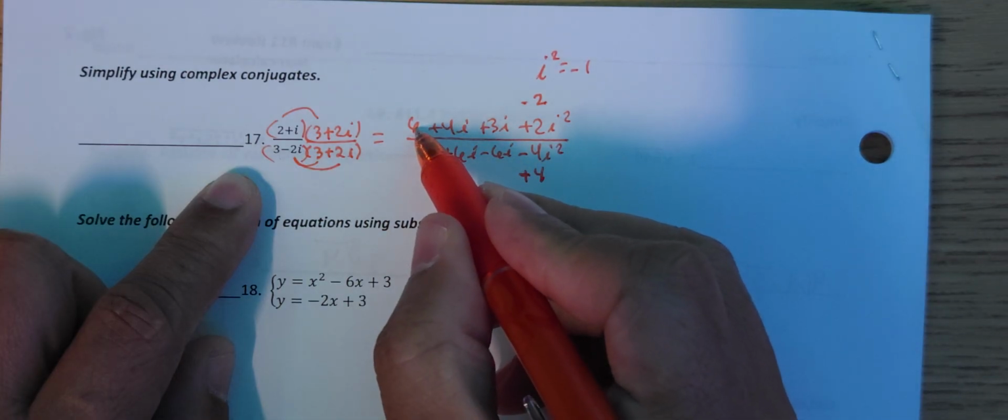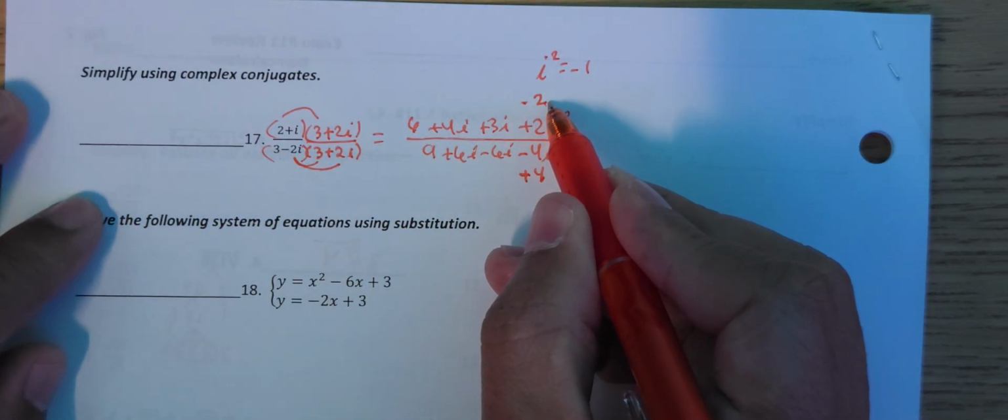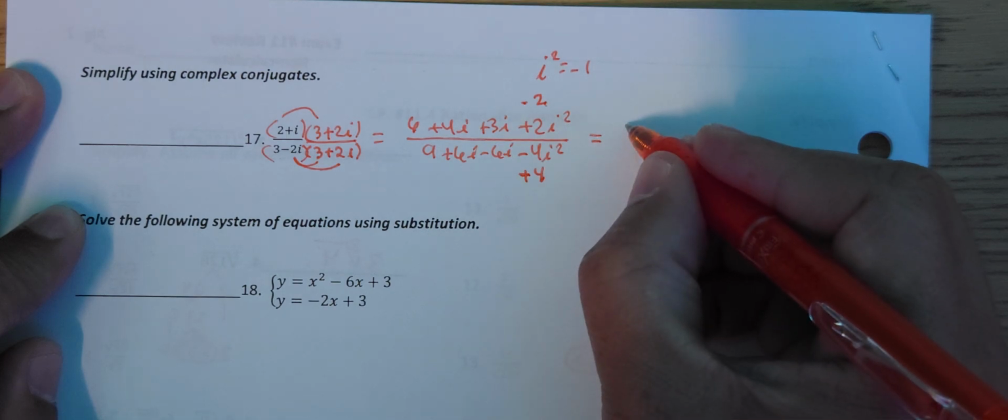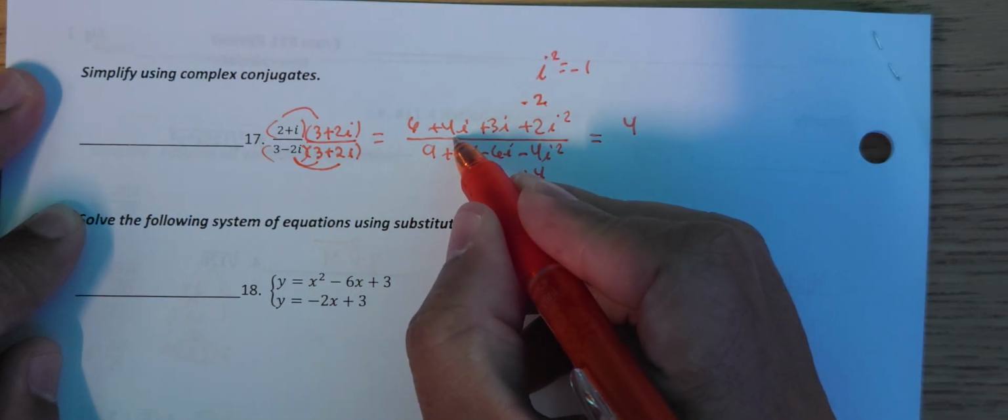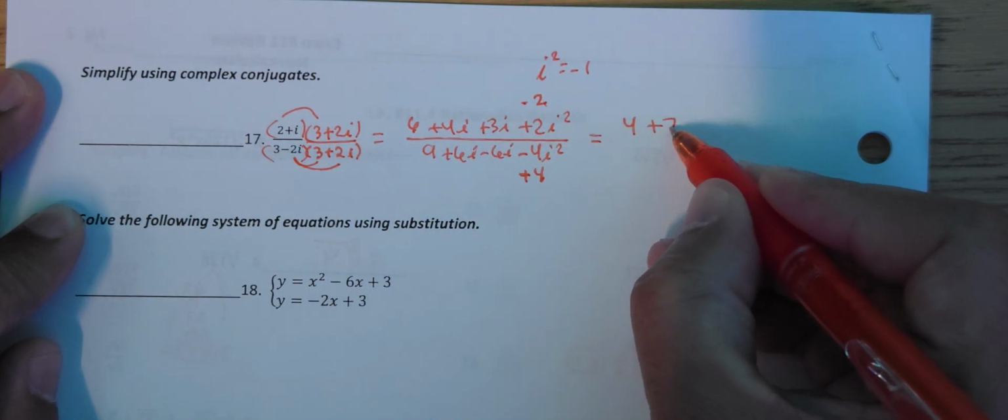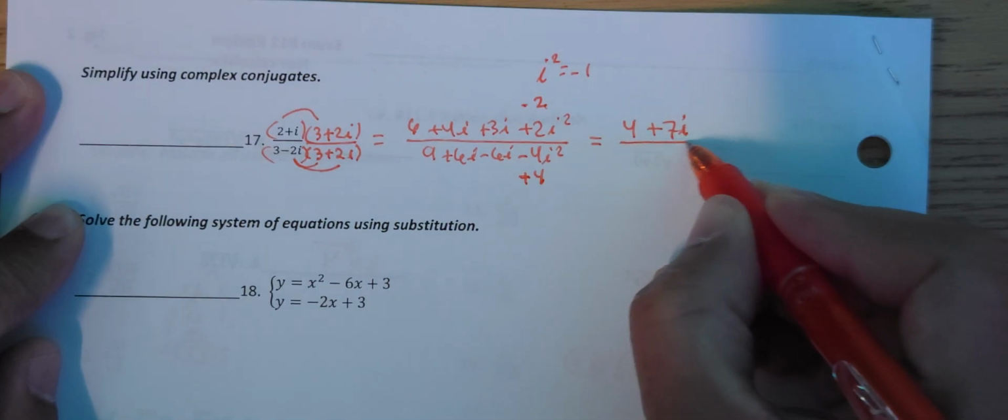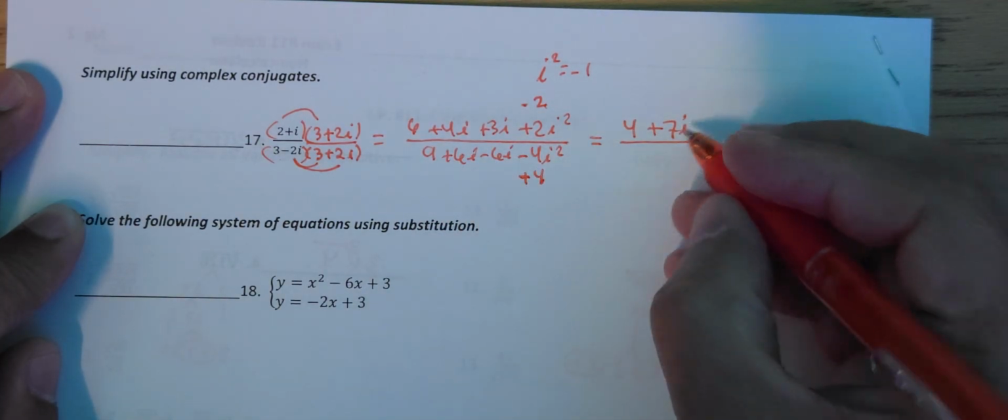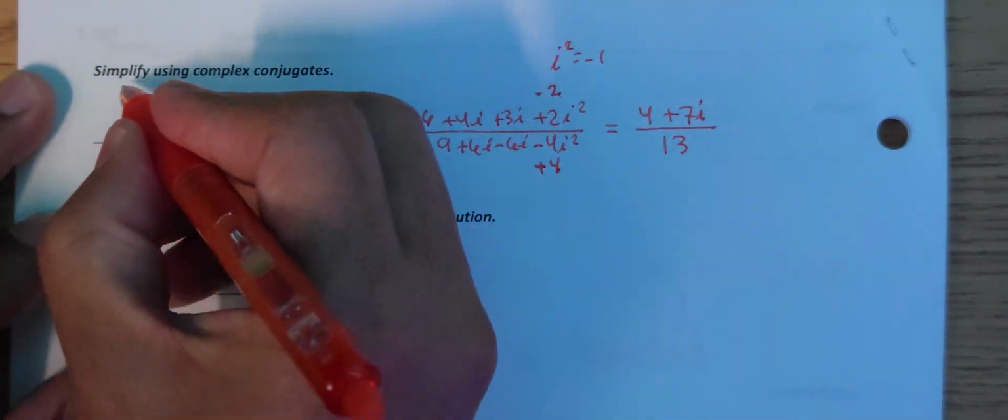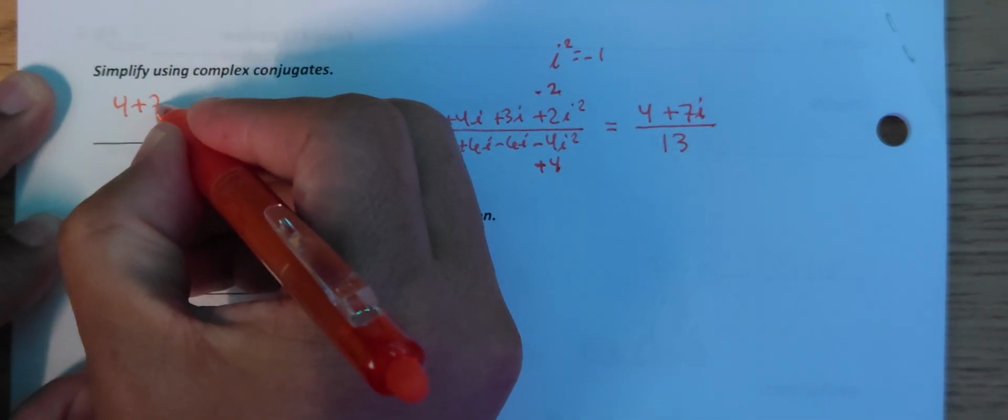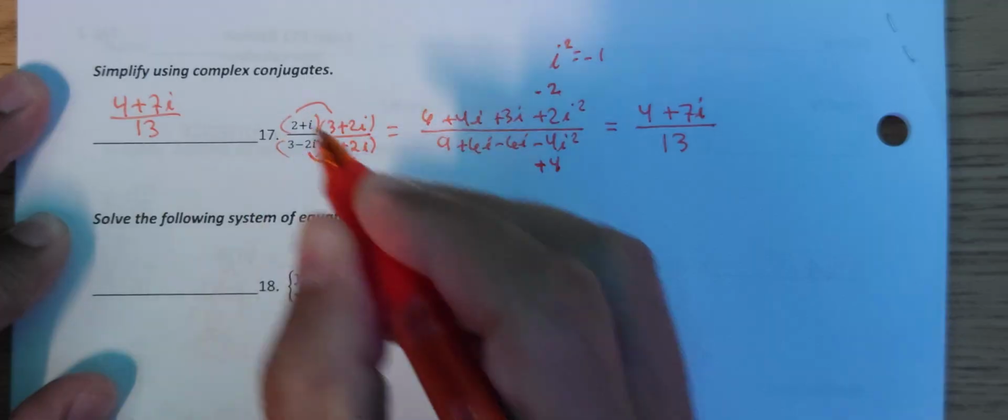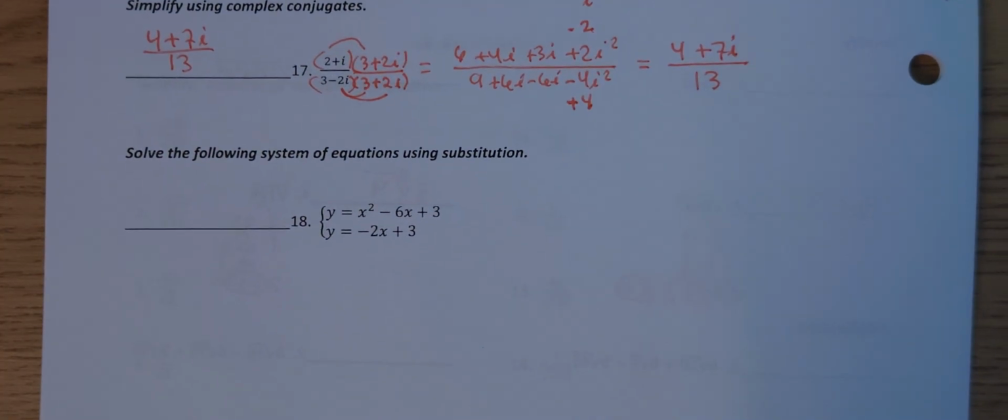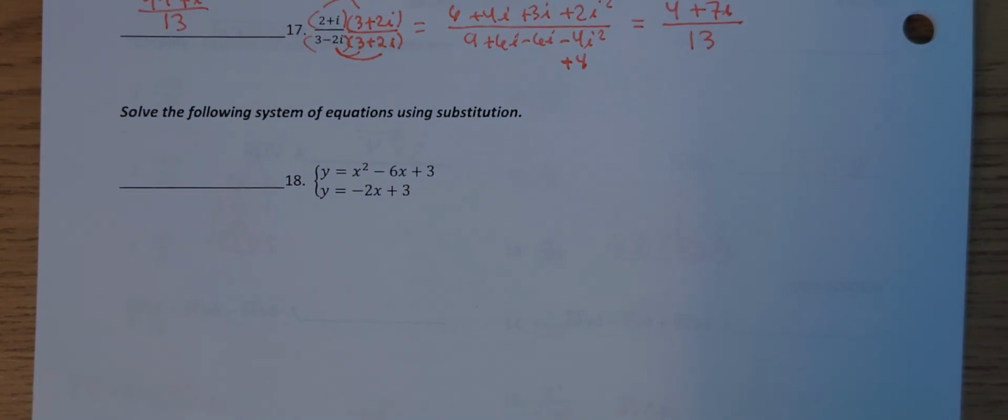So then we have 6 minus 2. That's a 4. And then 4i plus 3i, that's 7i. And the denominator is 9 plus 4, which is 13. So this is the answer to this one, 4 plus 7i over 13. Okay? All right, number 18, solve by using substitution.